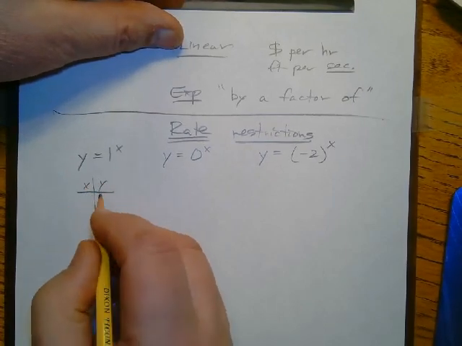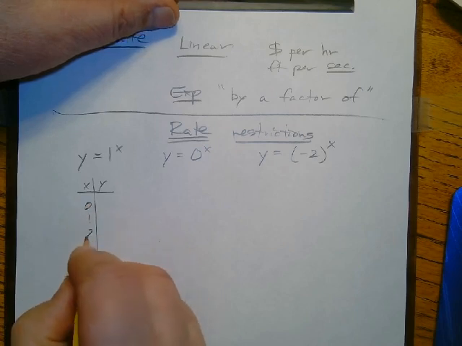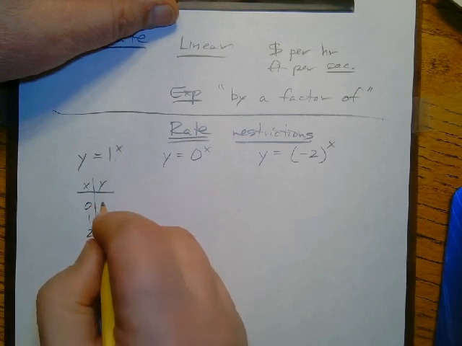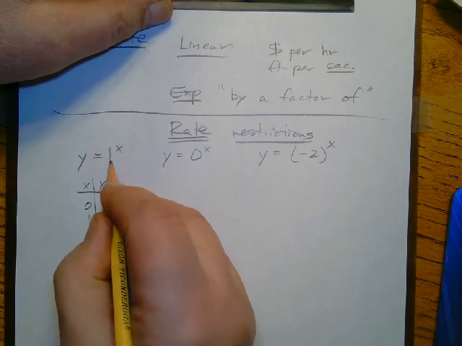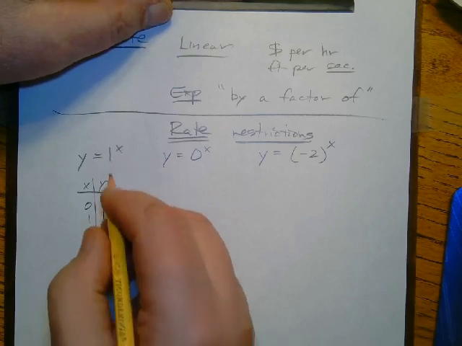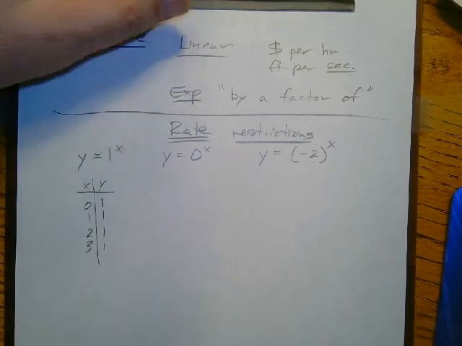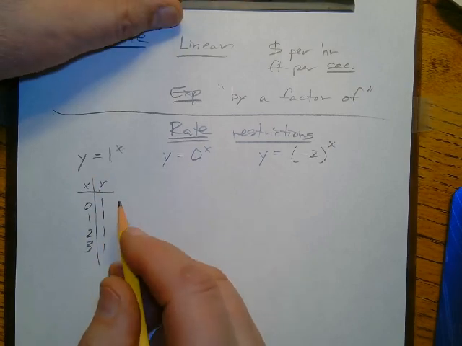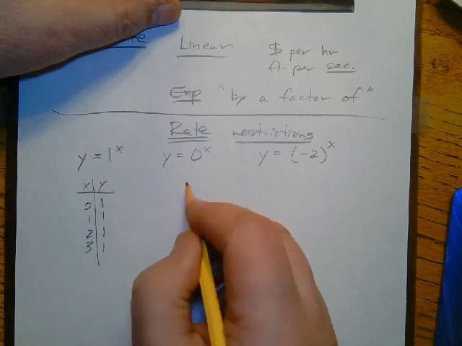If the base is 1, what goes on here? Well, 1 to the 0, anything to the 0 is 1. 1 to the 1 is 1. 1 squared is 1. 1 cubed is still 1. Notice what's happening. The base is causing this line to actually be a flat line. It's a horizontal line. There's no exponential growth here. So it is not possible to have a base of 1.